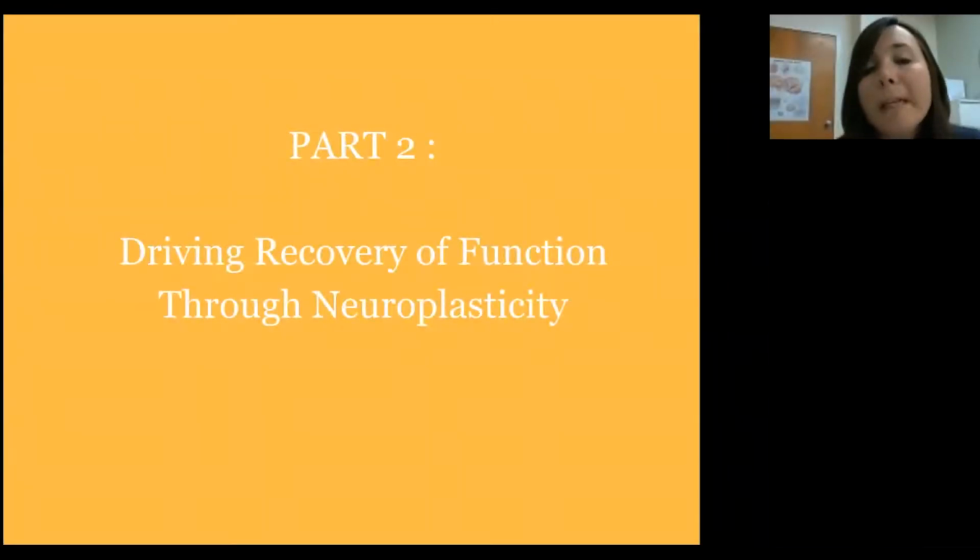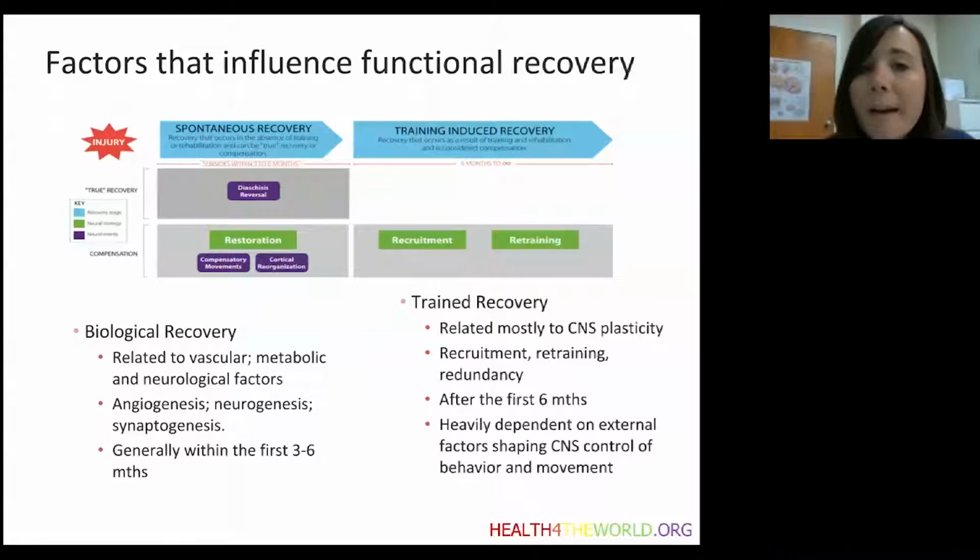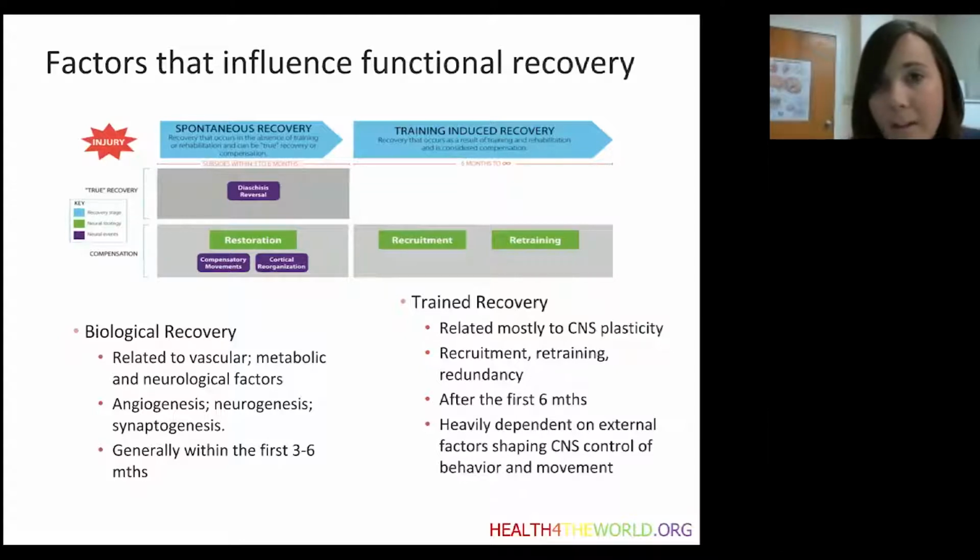The next part, we're looking at driving recovery of function through neuroplasticity. So we're looking specifically at the brain and at those motor map areas that we showed you in the homunculus earlier. Some of the factors that influence the functional recovery typically happen in two specific stages. The first stage is known as spontaneous recovery, which happens in the first 3 to 6 months. And it's really related to changes in vascular supply, metabolic, and neurologic factors.